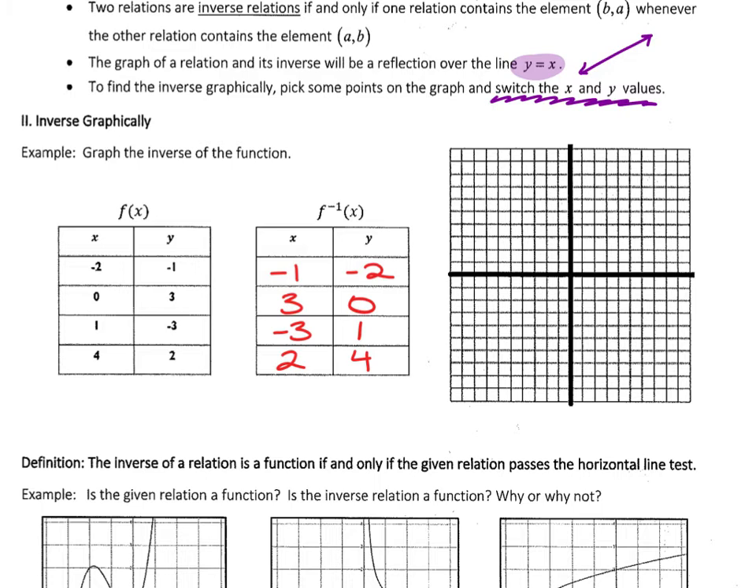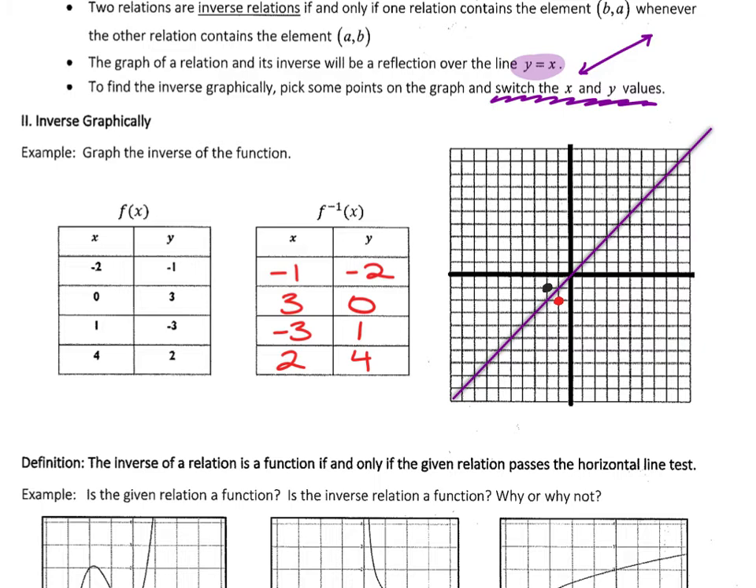If we want to graph this and see what it looks like, we'll go ahead and draw our perfect diagonal line across our graph. Let's make sure it's nice and neat. Okay, and then let's plot these coordinate points. So f of x's first coordinate is (-2, -1), and the inverse of f's first is (-1, -2). You see how those two coordinate points are perfect reflections across that diagonal line? That's good, since these are inverses.